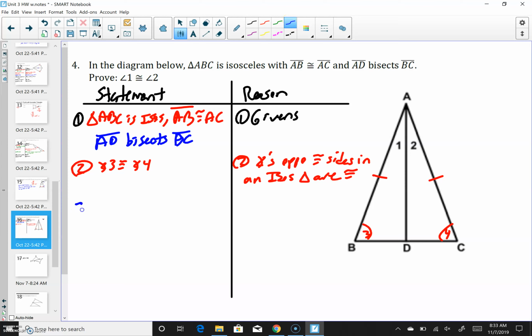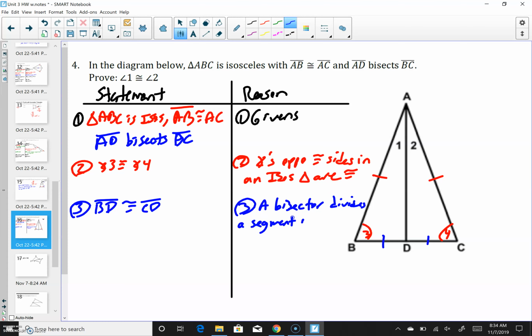Our next piece is about the bisects. Well, if AD bisects BC, that means BC is the one that's being cut in half. So that gives us BD is congruent to CD. So step 3, a bisector divides a segment into two congruent segments.